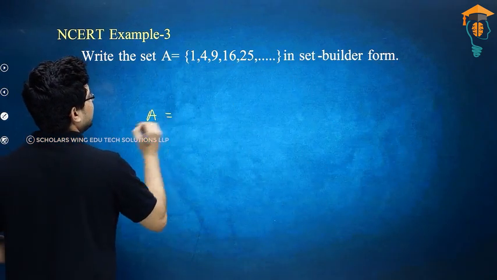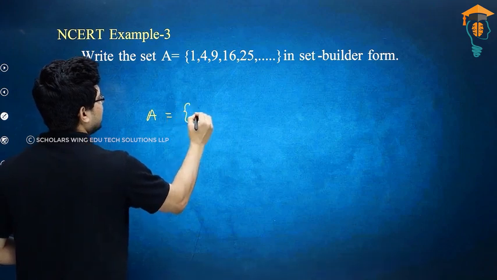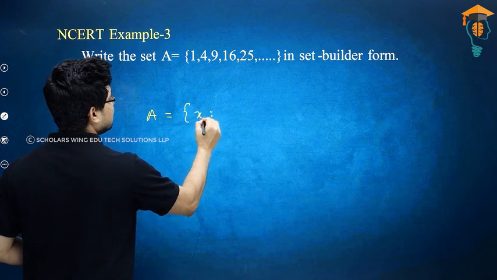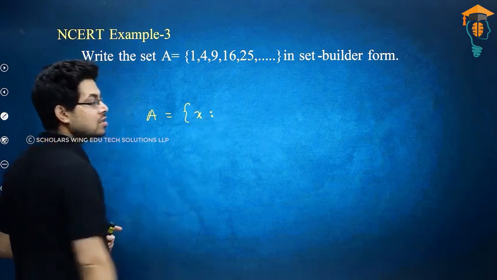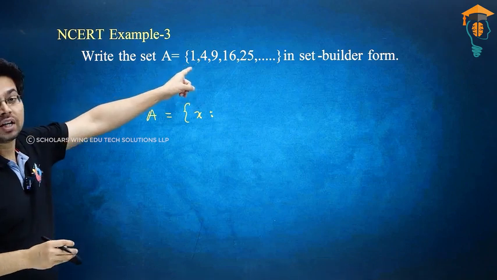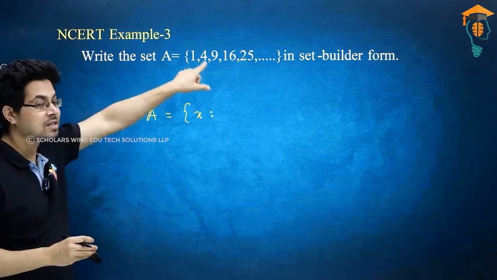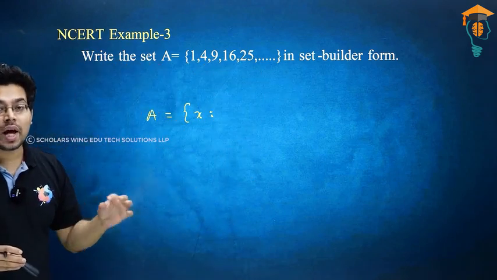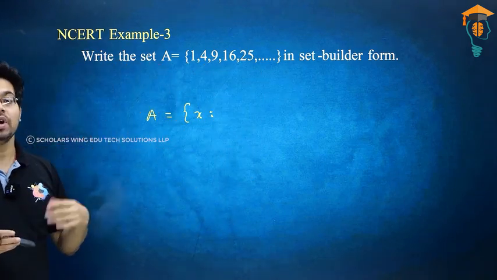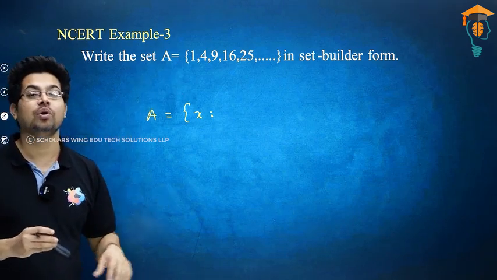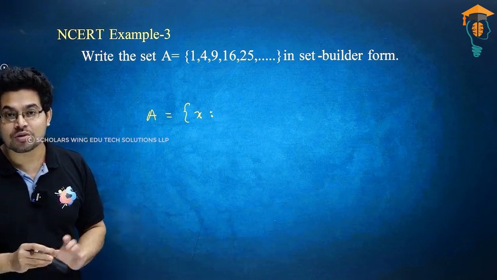So A will be equal to what? A will be equal to x, such that x is what? What is x? Tell me, students, what is x? Can you figure out something? Here we have 1, 4, 9, 16, 25 and so on. These are square of positive or negative integers. We cannot say that 4 is square of 2. 4 can be square of minus 2 also, right?